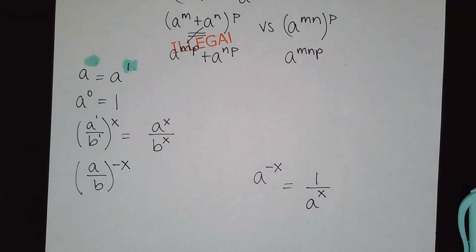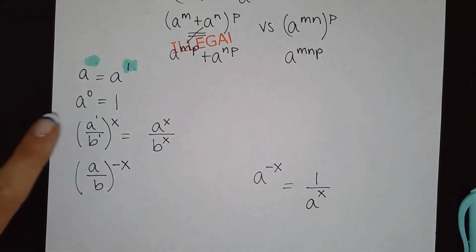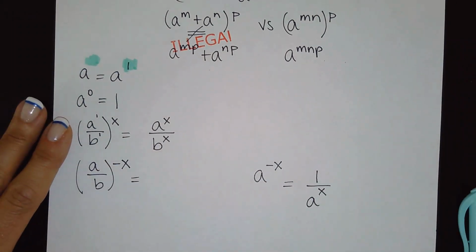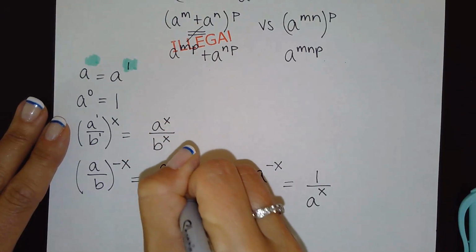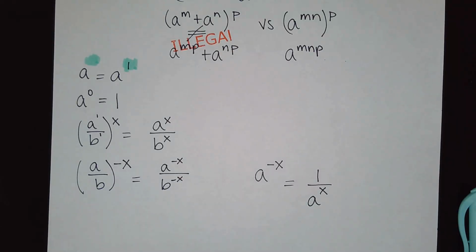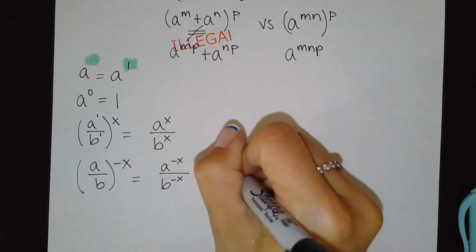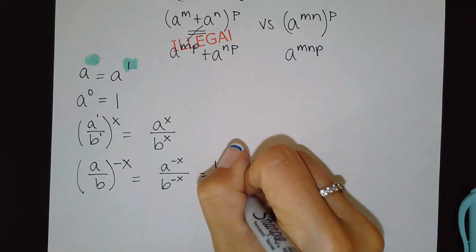So now if we apply that idea to a fraction, with a fraction, you have to apply it to both the numerator and the denominator. So this would be like a to the negative x over b to the negative x. And then this is a problem, and this is a problem. So they have to move to the opposite places. We just flip the fraction. So we would get b to the x over a to the x.